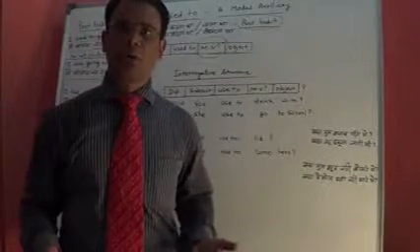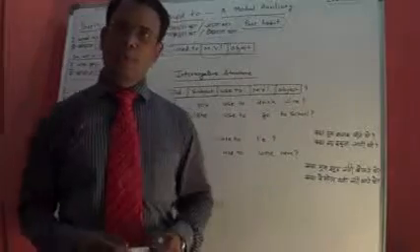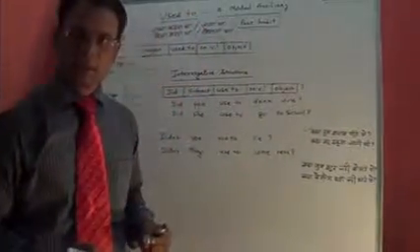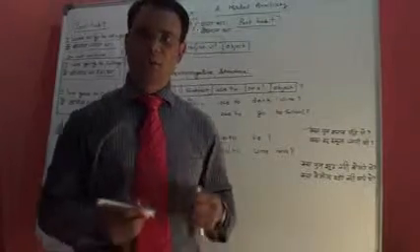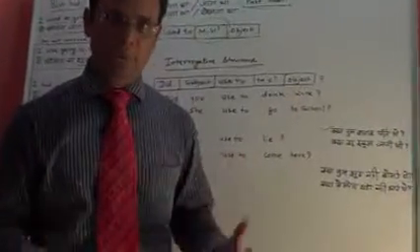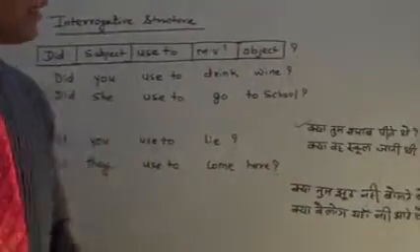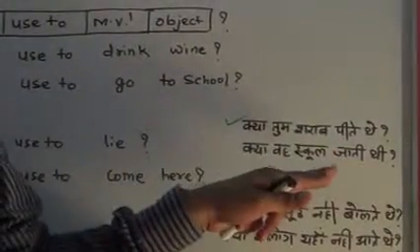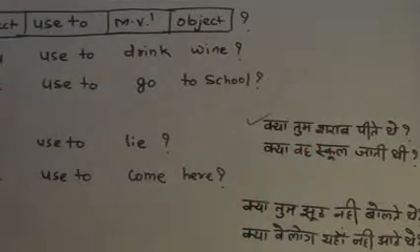Let's talk about the interrogative structure of this modal verb. In this structure, we can take some examples. क्या तुम शराब पीते थे? You can ask this question to your friend about his or her past habit, the action that he or she did frequently. So, क्या तुम शराब पीते थे? या क्या वह स्कूल जाती थी? A question that is asked while using it.